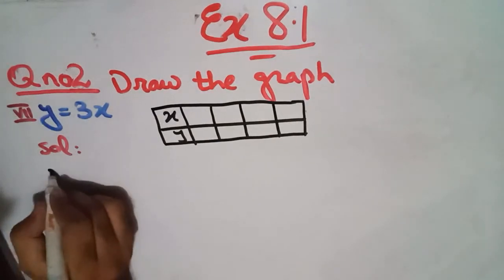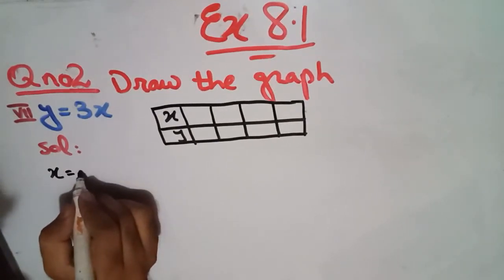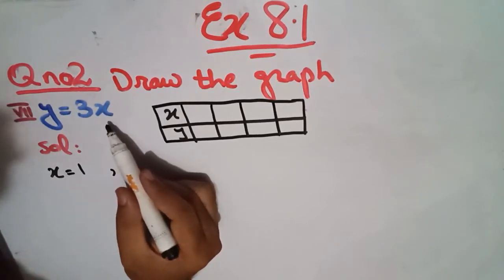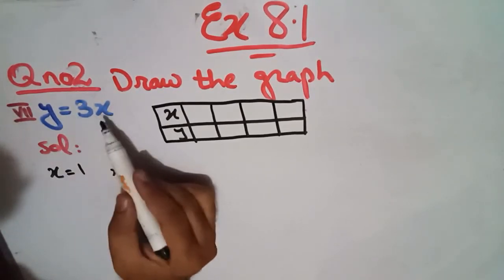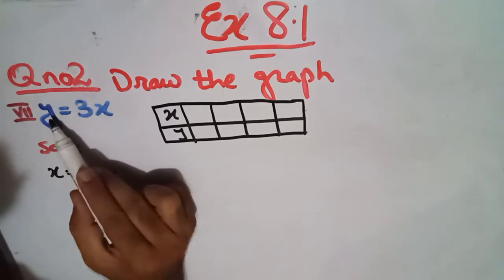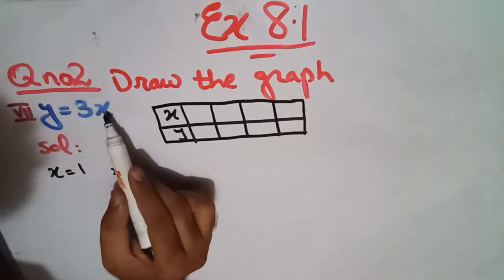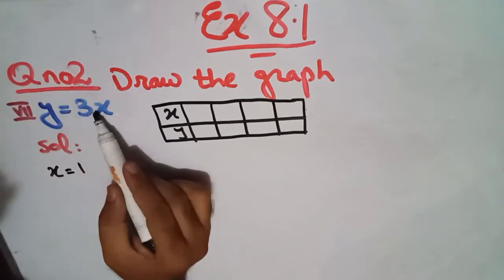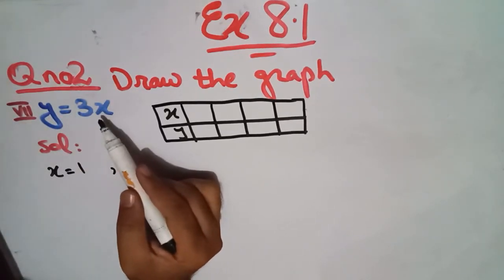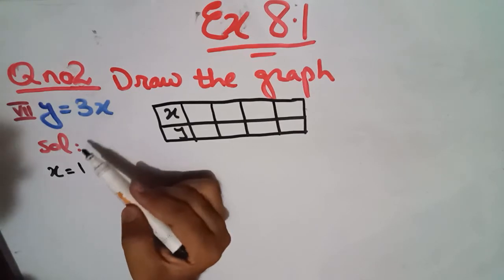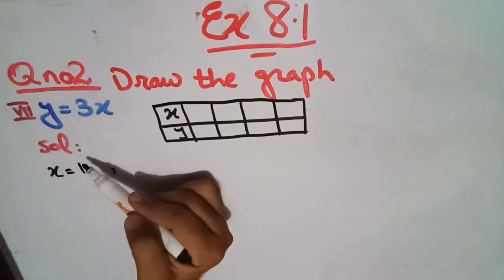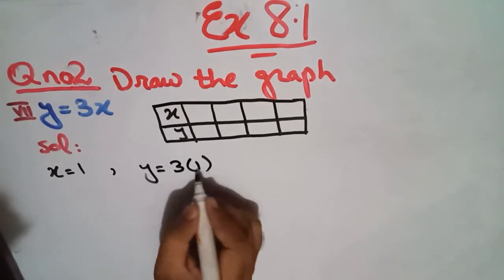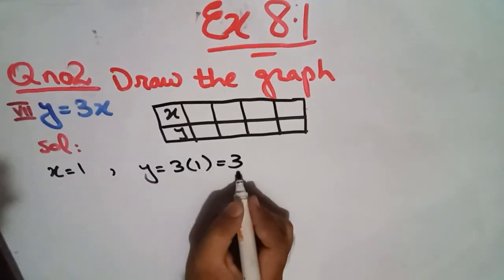Suppose x is equal to 1, because if we put 0 here, then both will be 0. At x is equal to 0, y will be 0, because 0 multiplied by 3 gives y is equal to 0. So I am just starting here from x is equal to 1. If x is equal to 1, then we will get y is equal to 3 into 1 is equal to 3. We will get y is equal to 3.